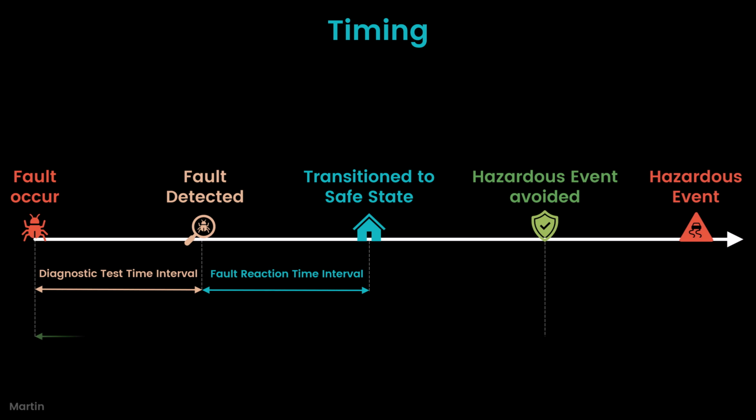The sum of the DTTI and FRTI is known as the Fault Tolerant Time Interval, FTTI, which is the maximum permissible time from fault occurrence to the transition to a safe state. If the system transitions to a safe state within the FTTI, a hazardous event is avoided. If not, a hazardous event may occur, potentially leading to harm. Therefore, the design must ensure that detection and reaction times are sufficiently short to prevent hazards, with the safe state tailored to the system and fault severity.